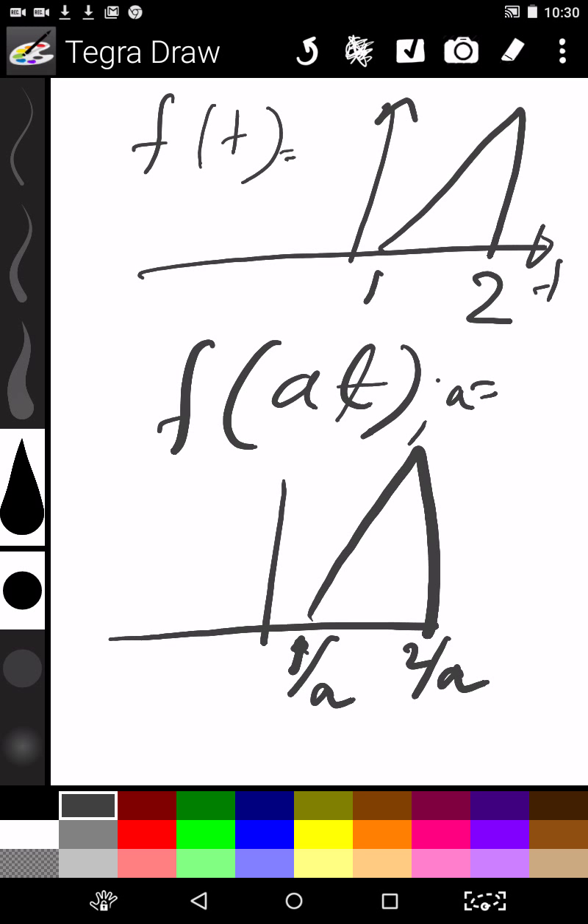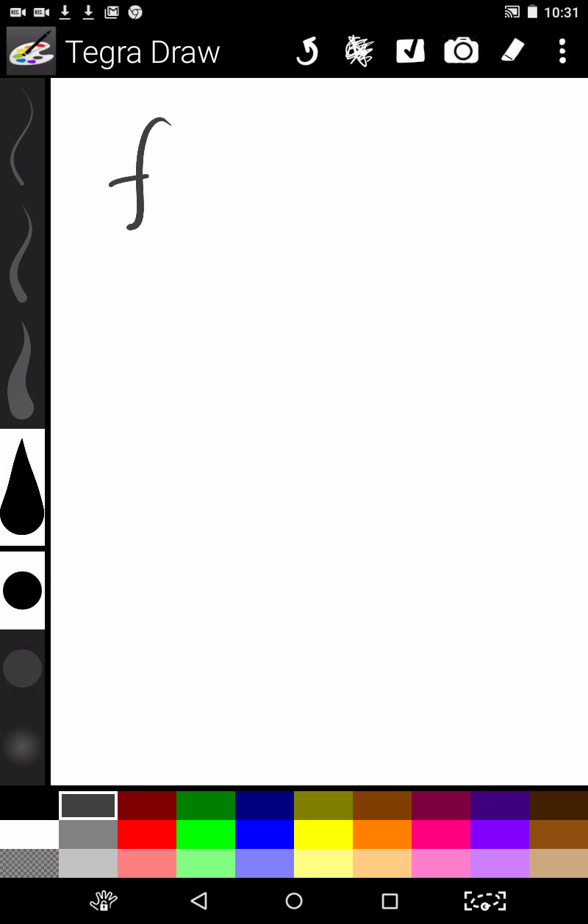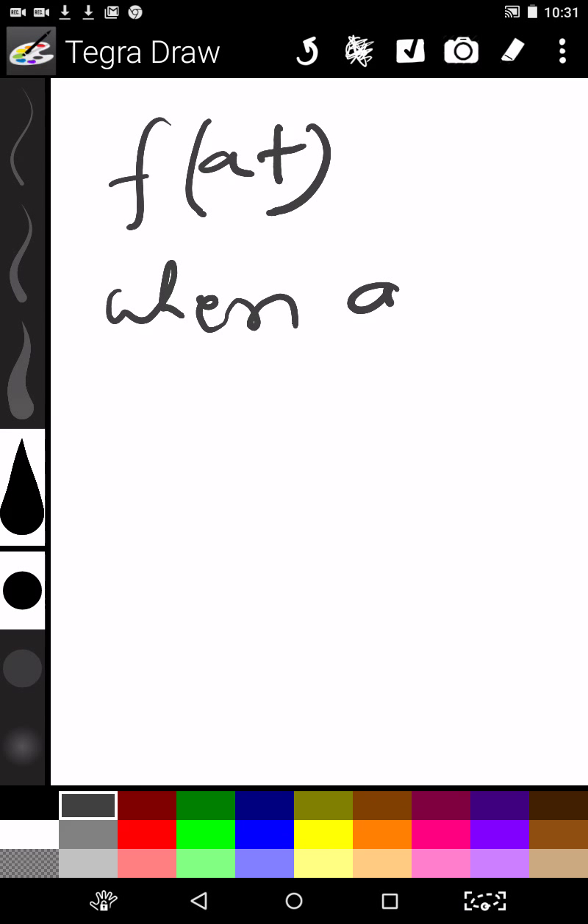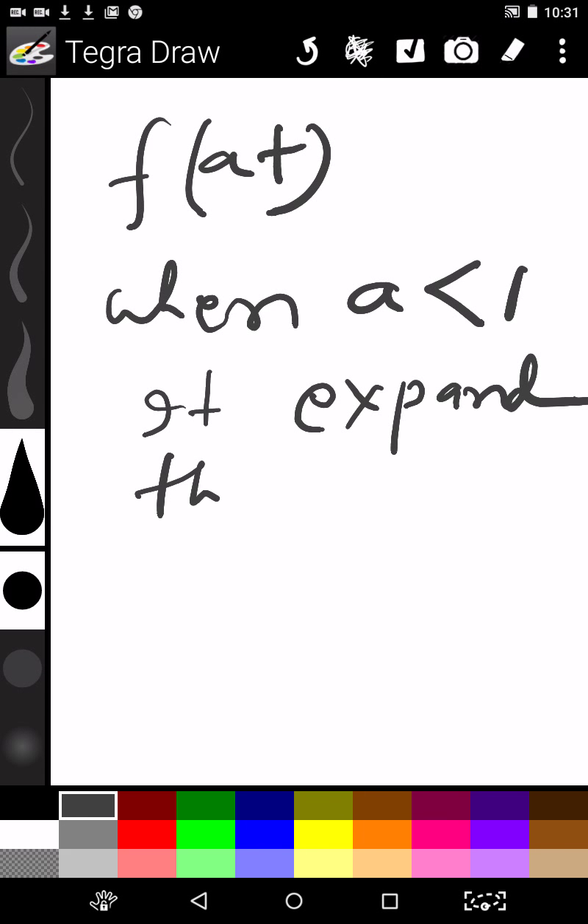is less than 1, then 1 by a will be greater than 1. That means it will be 1 into 1 by a, that will give more value. Similarly, 2 by a gives more value. So whenever a is less than 1, f of at expands the signal.